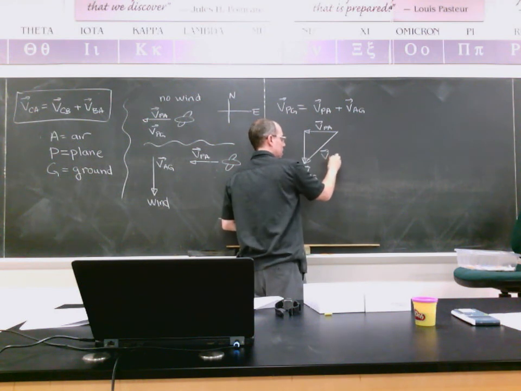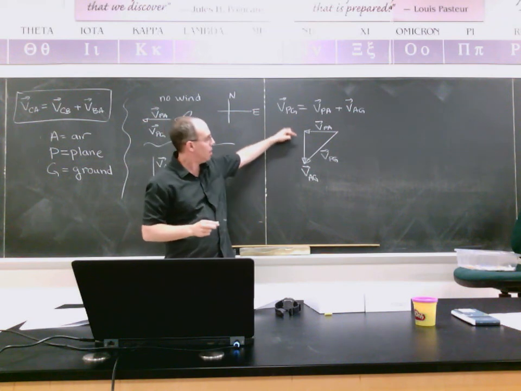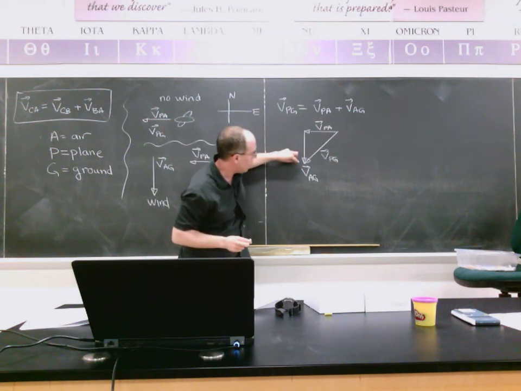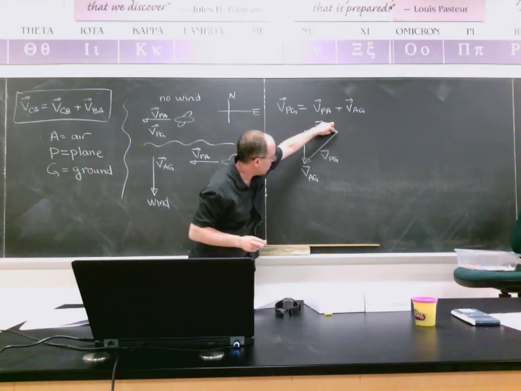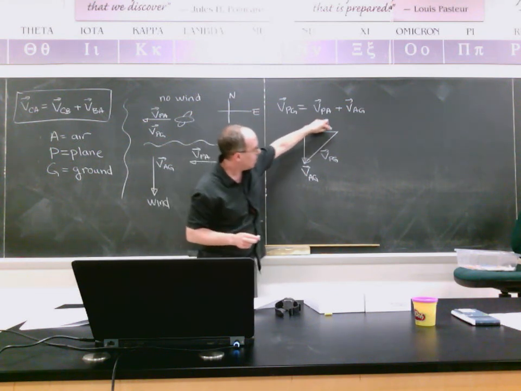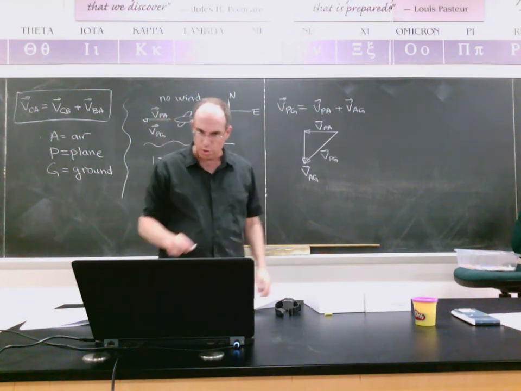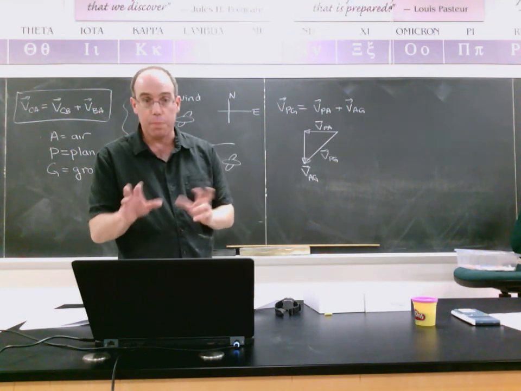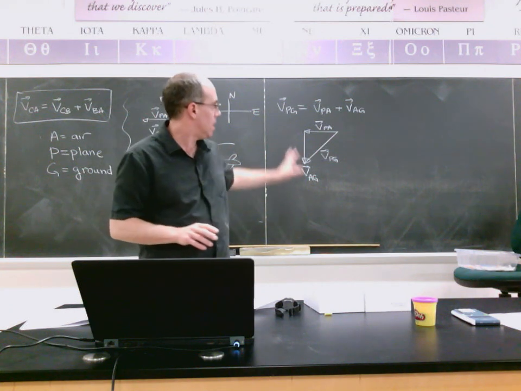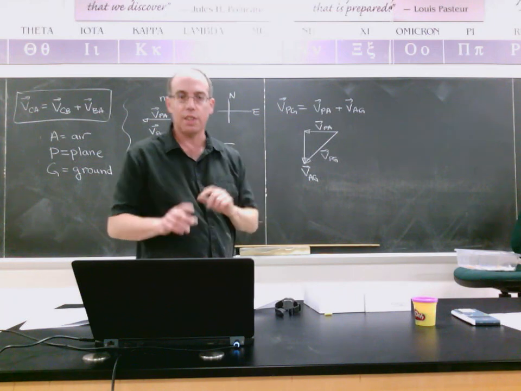So here we have the velocity of the plane with respect to the ground pointing southwest. In this case, with the plane pointing itself west and the wind blowing to the south, the airplane ends up moving towards the southwest. In the next example, in the next video, we're going to do a calculation based on essentially that picture.